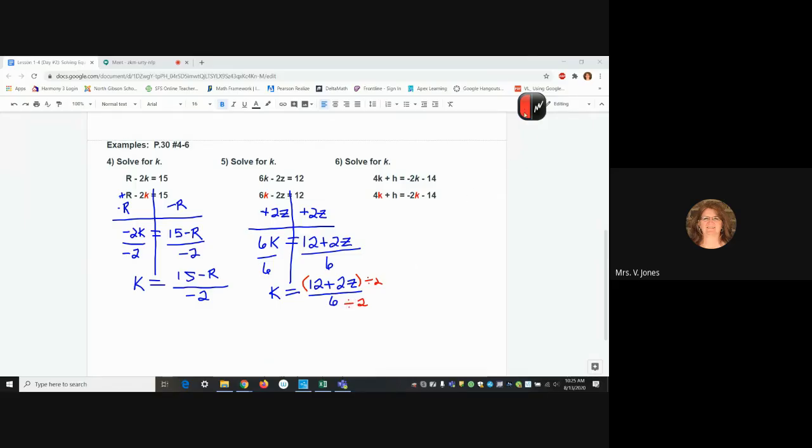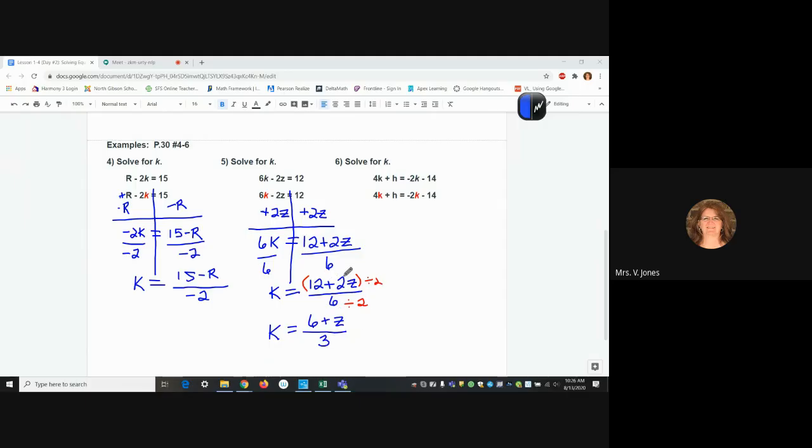All right, if you want to simplify it, you have to divide everything on the top by 2. So the 12 gets divided by 2, and the 2z gets divided by 2, which leaves you 1z. And then on the bottom, 6 divided by 2 is 3. So then this would be your simplified answer.